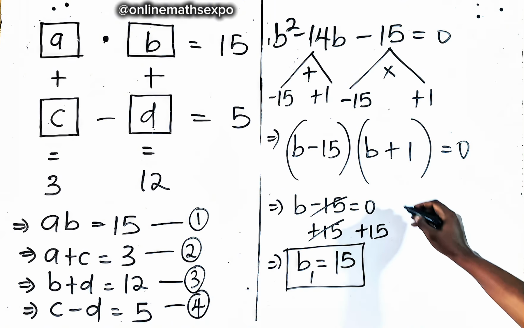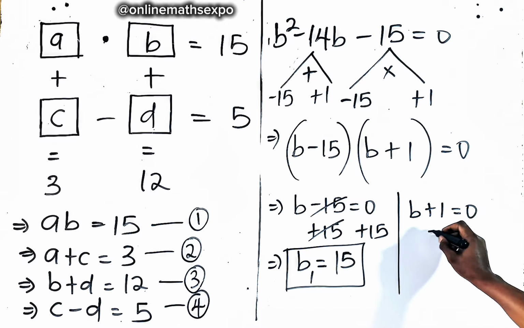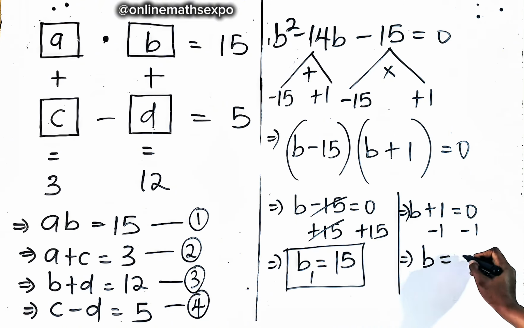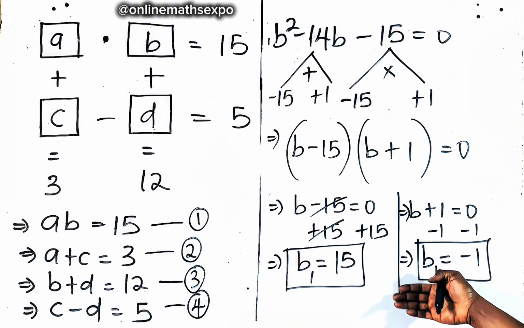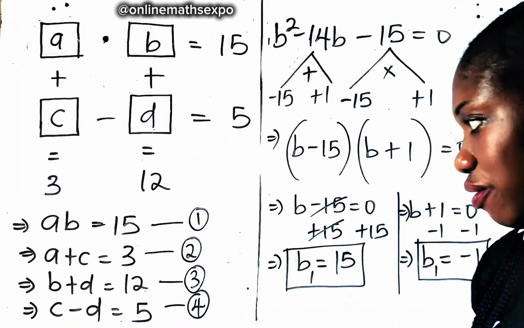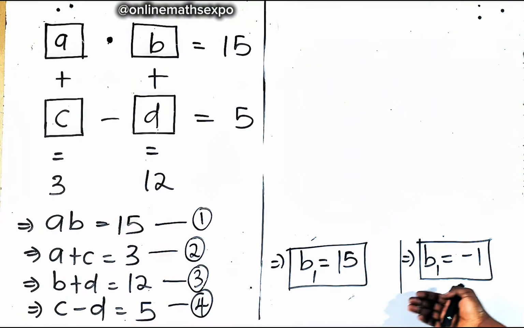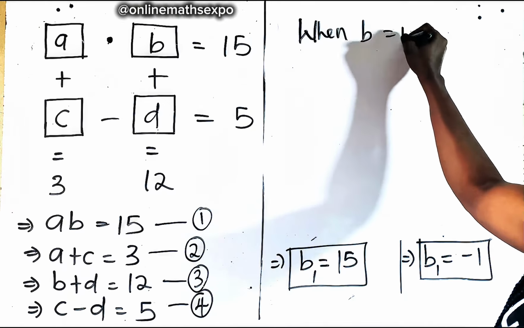Now let's go to this one. We have b add 1 is 0. To remove this, subtract 1 from both sides, and b will give us negative 1. So this becomes the second value of b. Now we are going to replace this b to get the values of the remaining variables. We'll work with the positive b first, then later we'll go to the negative. So let's work with when b is 15.